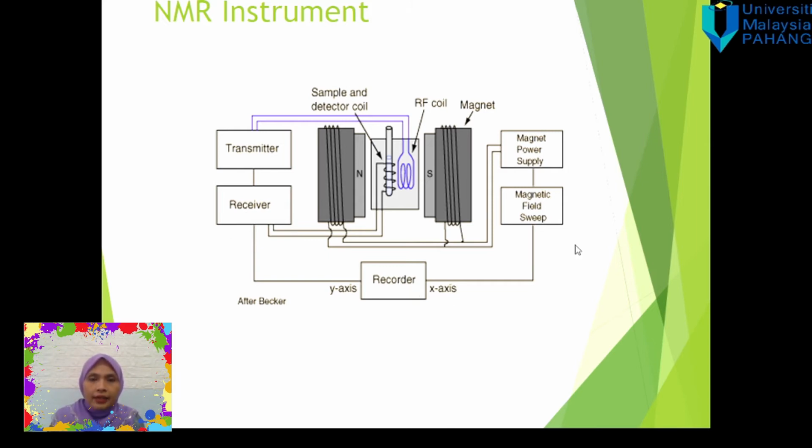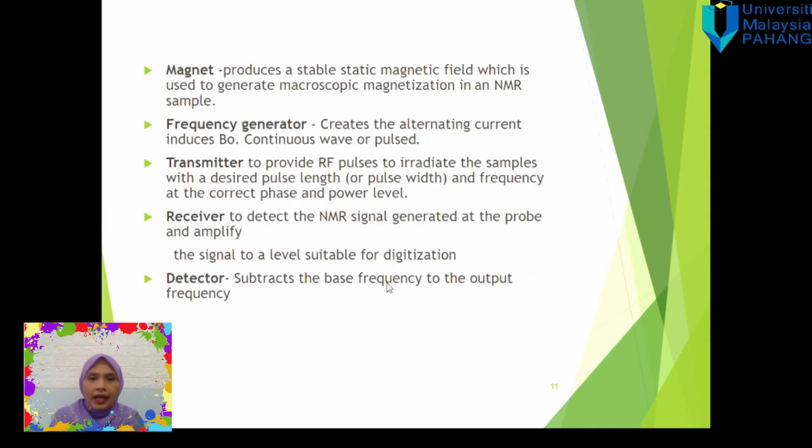And this is the schematic diagram for NMR instrumentation, and the function for each instrumentation part. Magnets: the function of the magnet is to produce a stable static magnetic field, which is used to generate macroscopic magnetization in NMR samples. Frequency generator creates an alternating current, either continuous wave or pulse, and the transmitter provides radio frequency pulses to irradiate the sample with the desired pulse length and frequency, at the correct phase and power level.